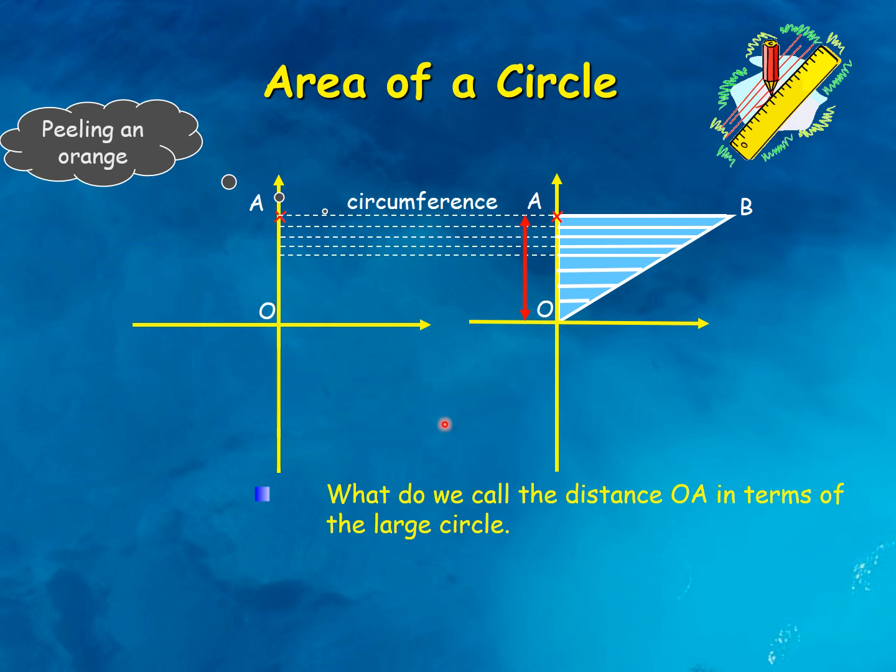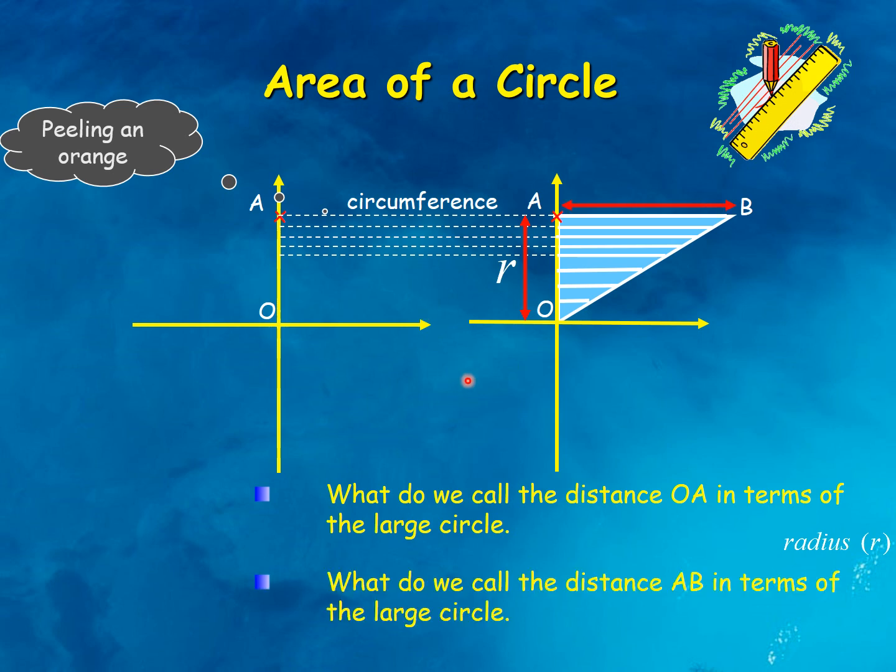So what do we call the distance OA in terms of the large circle? That will be the radius, right? Just think, imagine about it. Now, what do we call the distance AB in terms of the large circle? That will be the circumference. You remember, we were peeling this orange, and that was the circumference, right? Yeah, AB. We can say this is 2 pi r, and this will be the r.